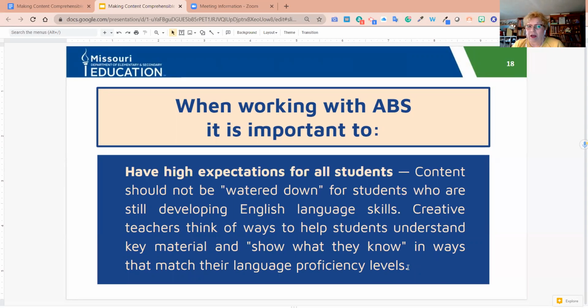Also, we need to continue to have high expectations for our students. We don't water down the content when we're presenting it. We present it at the level that we want them to be learning at, but we put in all of those scaffolds and accommodations to make it accessible for them, that comprehensible input. We have to think of different ways of letting them show what they know, because they often don't have the language to tell us, but they are understanding. So it has to match their proficiency level so they can show us what they understand.